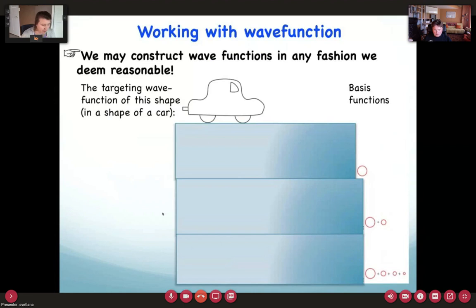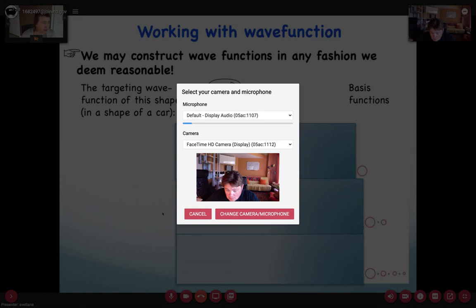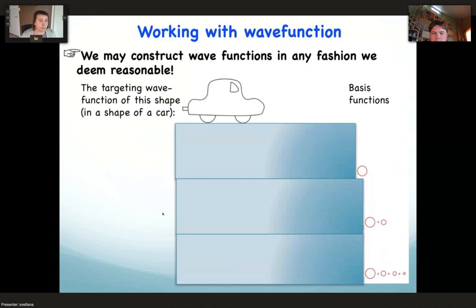So technically, you can construct any wave function, no matter how complicated your system is. This complicated wave function, which describes your physical system, can be simplified as a set of any functions you know from mathematics, from calculus, which are reasonable and easy to use. Just as an illustration, I'm showing this cartoon-like slide. Let's say we have the target wave function of a system which looks like this car. You can see, it looks like a car. So some special shape.